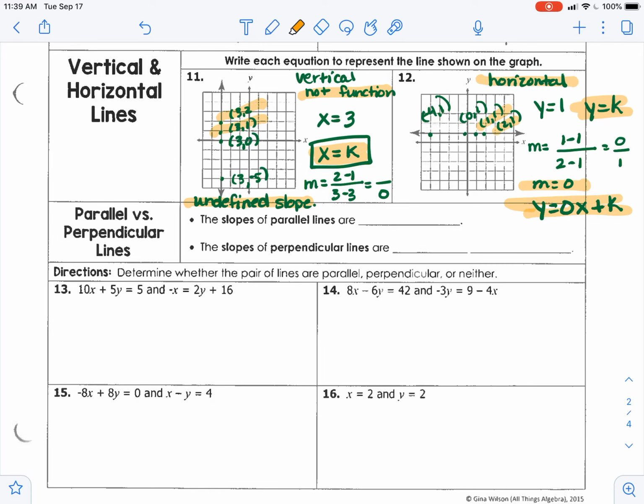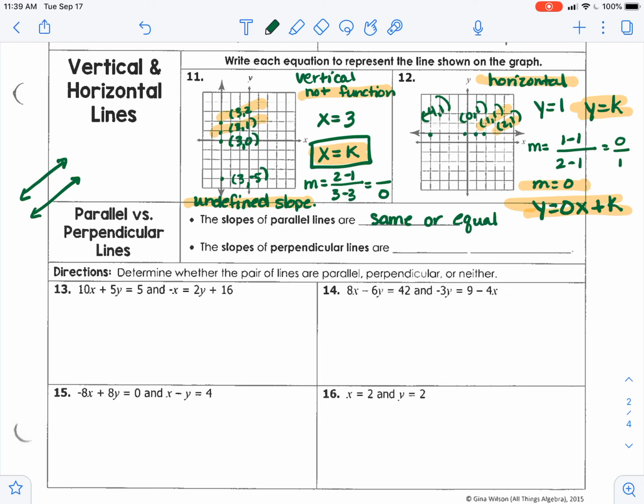Okay, parallel versus perpendicular. Well, first off, hopefully you remember what parallel lines are: two lines in the same plane that never intersect. The only way that can happen is if those two lines have the same slope. So the slopes of parallel lines are the same, or equal. If one has a slope of 2, the other's going to have a slope of 2.